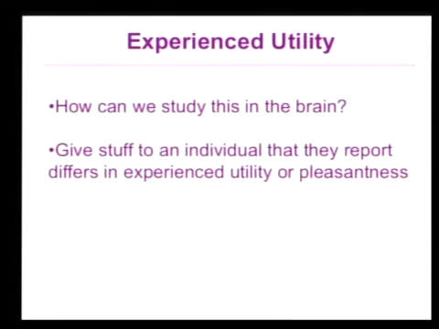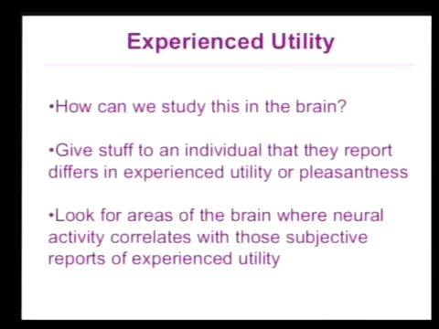Well, the simplest thing we could do is just give somebody various kinds of materials, various kinds of stimuli. This person will report what their pleasure is, what their subjective pleasure or experienced utility is for these items. And then what you might do is look for areas of the brain where neural activity correlates with those subjective reports of experienced utility. Okay, so how might we do that?